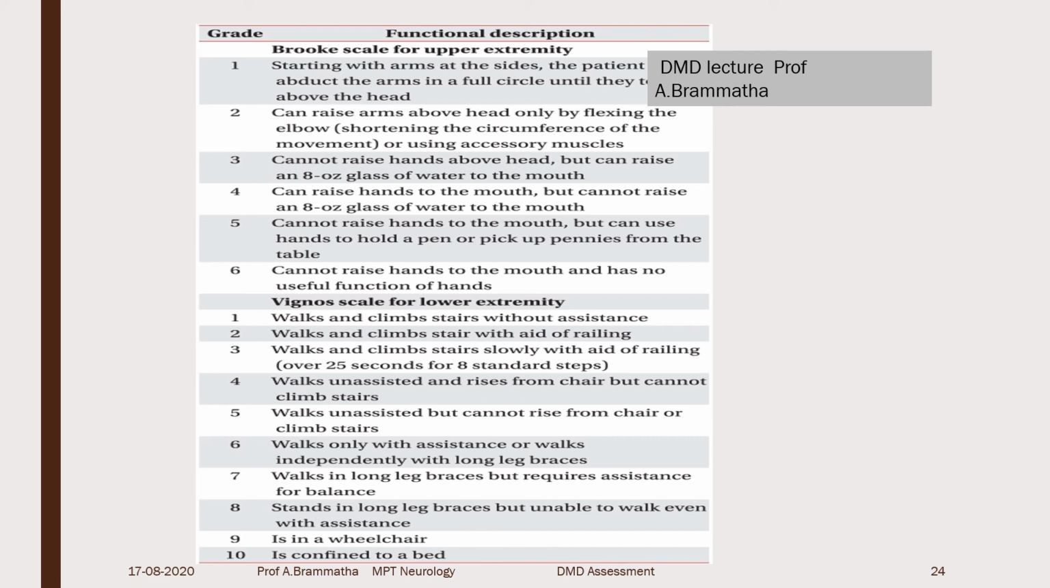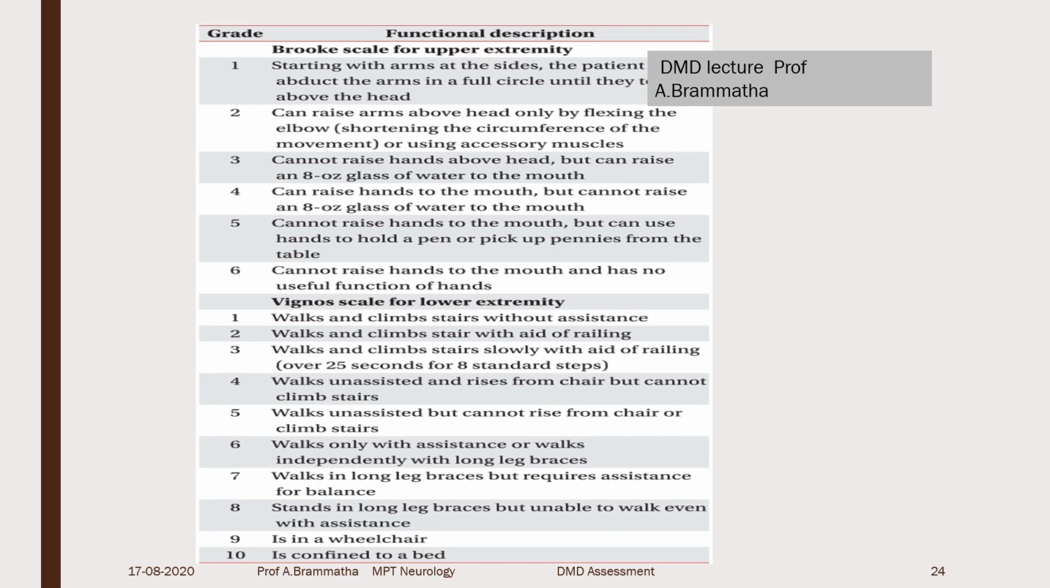Grade 4 is can raise hands to the mouth but cannot raise a glass of water to the mouth. Maybe he requires a table support. And grade 5 is cannot raise the hands to the mouth but can use hands to hold a pen or pick up. So maybe he will not be able to move his hand against gravity, but having a stable surface, he has the ability to move around that stable surface on a table. With the support of the table board, he can do certain works.